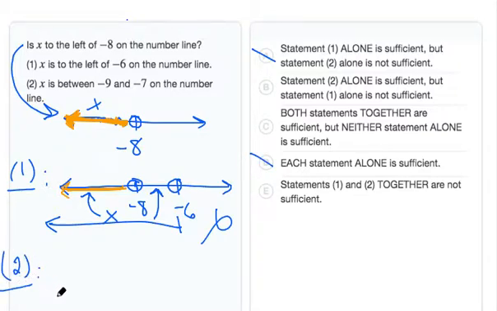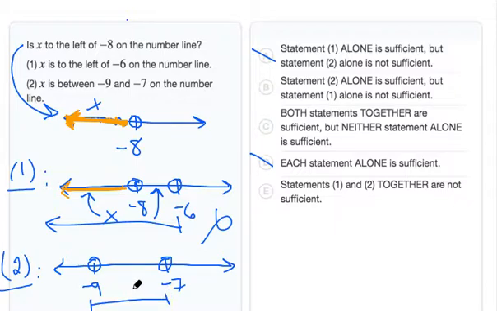Statement 2 is going to work similarly. Let's draw a number line. For statement 2, we're told x is between -9 and -7 on the number line. So let's put those together. We have -7 over here and -9 somewhere over here, and we know that x has to be somewhere between them. Now, the range we're really interested in for our problem is -8 and to the left of that.